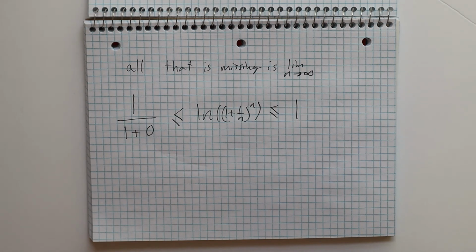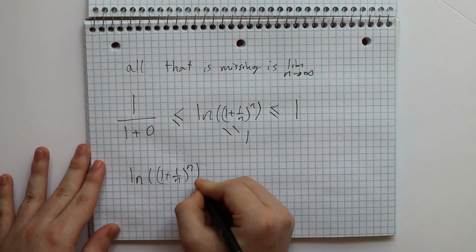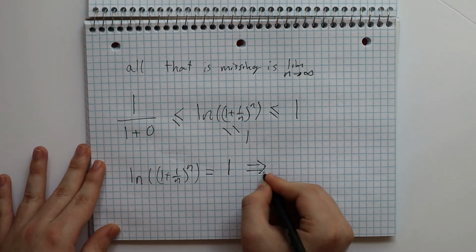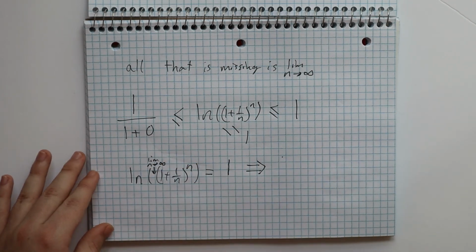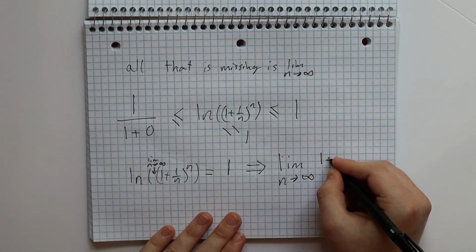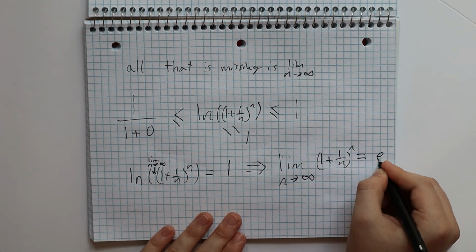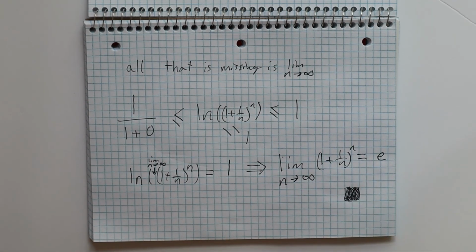And so now we have something in between 1 and 1. So this must be equal to 1. And so what we get is the natural log of our limit as n approaches infinity of (1 + 1/n)^n is equal to 1. And so the limit as n approaches infinity of (1 + 1/n)^n, or our compound interest definition, is equal to e. And so both of our definitions are the same.